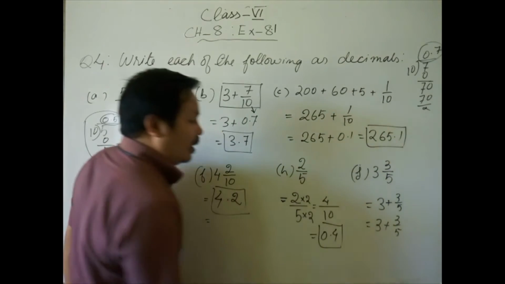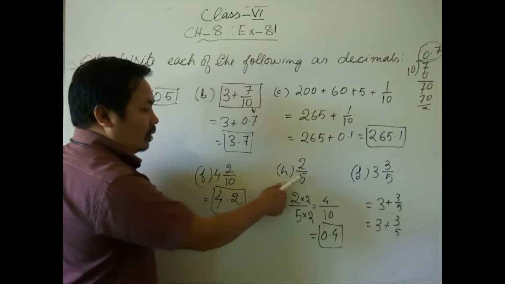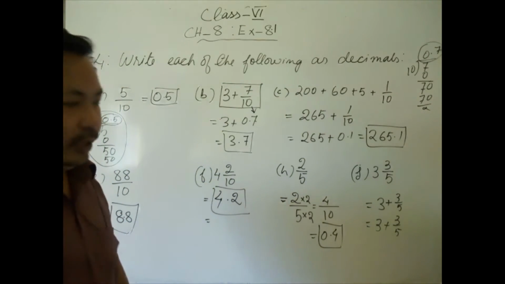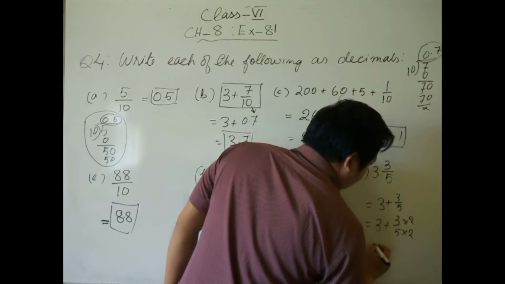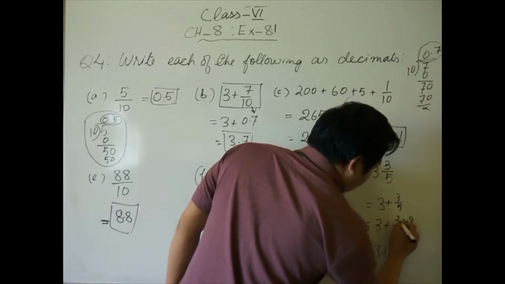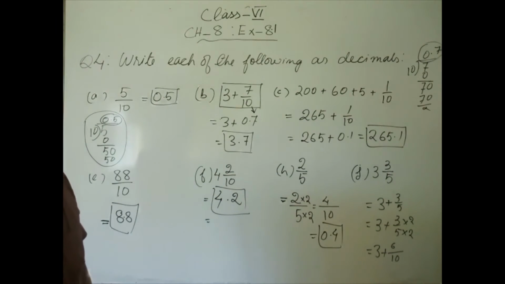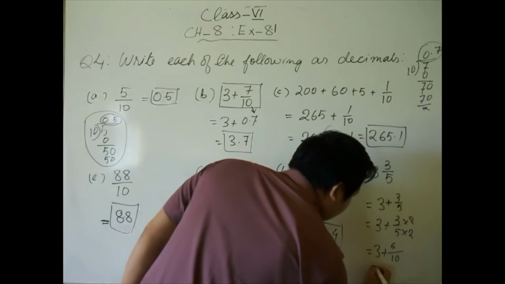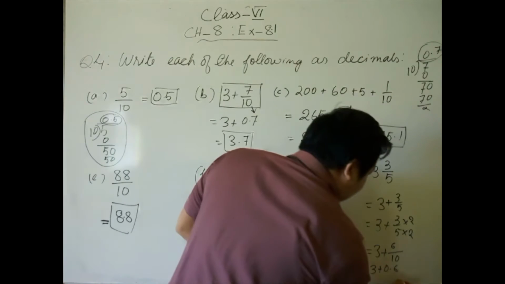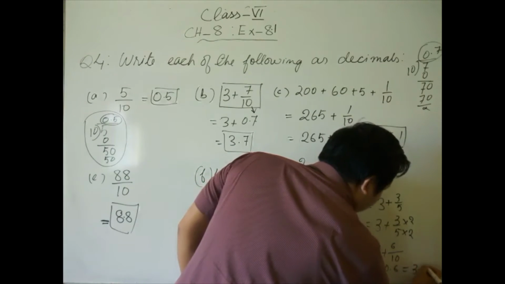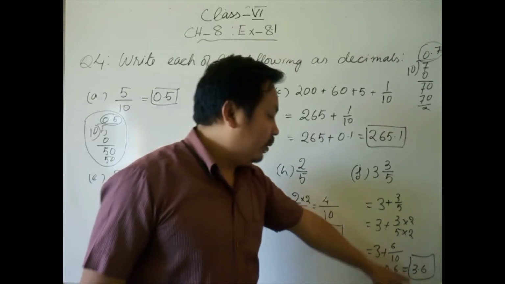Again, you see that 5 is not there in the place value of the decimal. So, like this, how you convert this to 10, we have to follow here. That means times 2, times 2. And how much are we getting here? 3 plus 6 by 10. So 6 by 10 means how much? 6 by 10 means 0.6. Isn't it 0.6? Then how much will you get? You are getting 3.6. So the decimal of 3 by 5 will be 3.6.